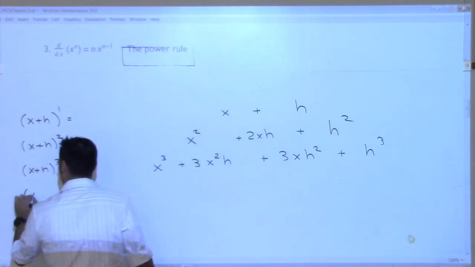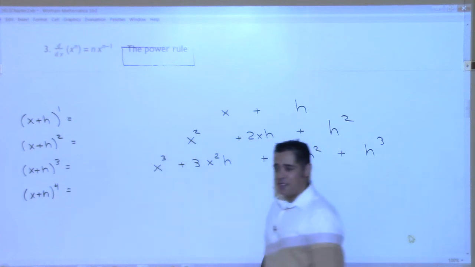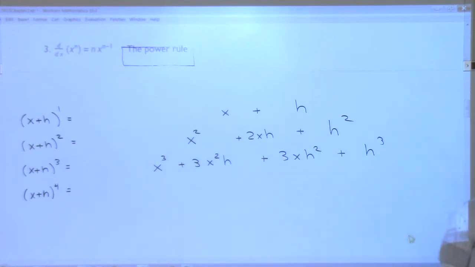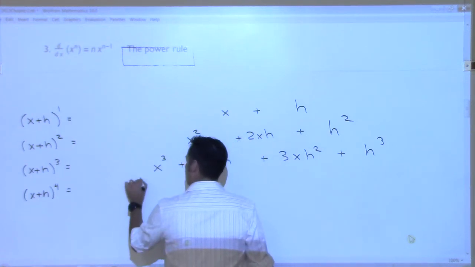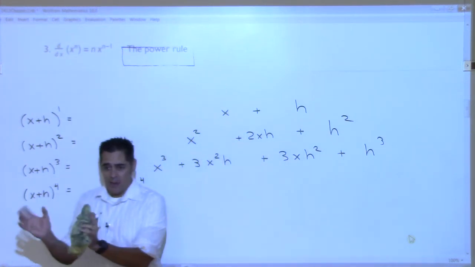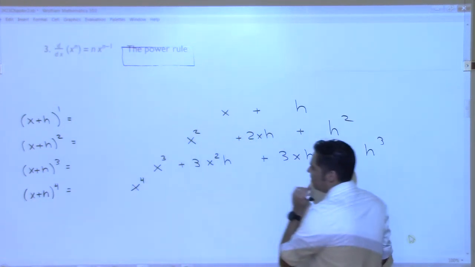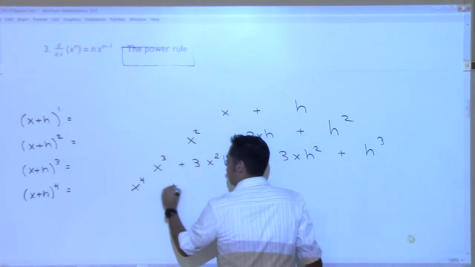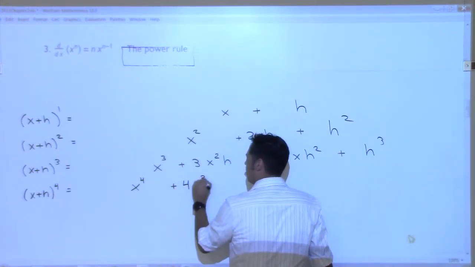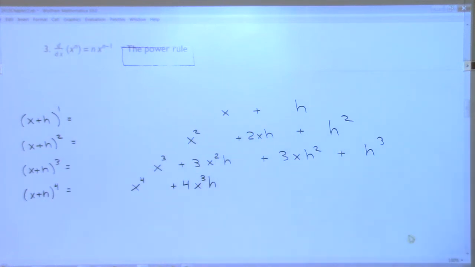Let's do another one. X plus h to the fourth. Any guess as to what the first one would be? X to the fourth, seem reasonable? It is. So there's a lot of work that would have to happen here, right? And I'm not showing it. Any guess as to what the next one would be? 4x cubed h? That's a really good guess. Where'd you get that from? There's a pattern.